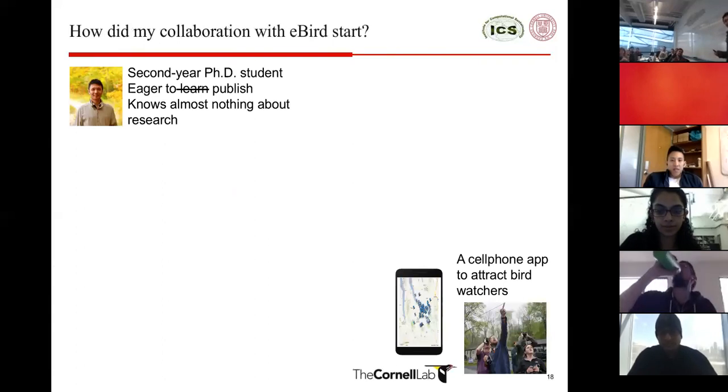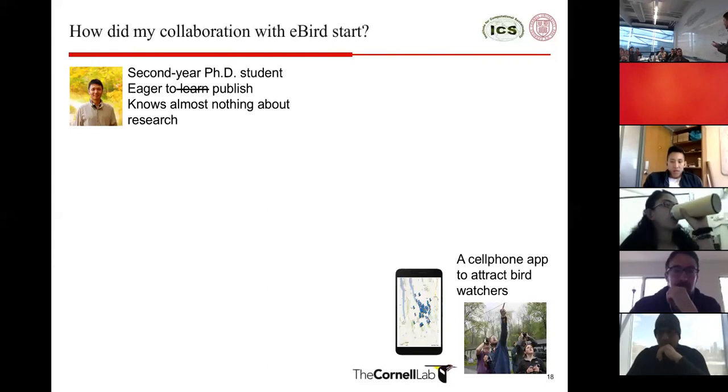And then the eBird team, one director, one collaborator from the Cornell Lab of Ornithology, approached Tara, who is my advisor, and me, saying that they would like a cell phone app to attract the bird watchers. This is the smartphone age, and they would like to use the latest information technology to attract more birders into their eBird game. And this is really how it actually starts.